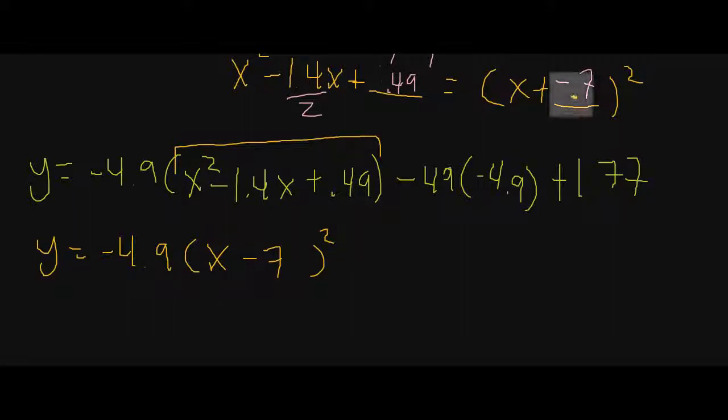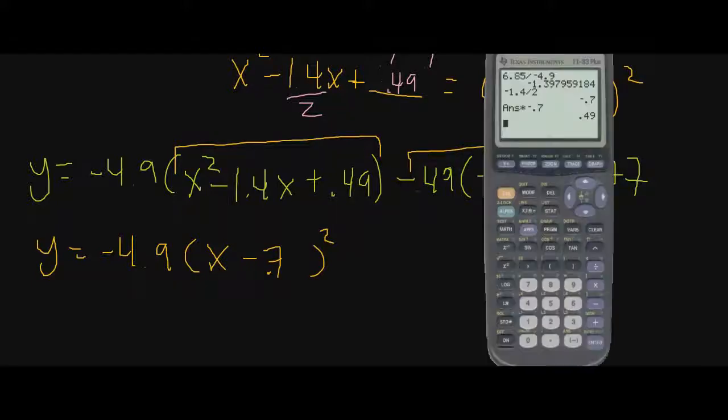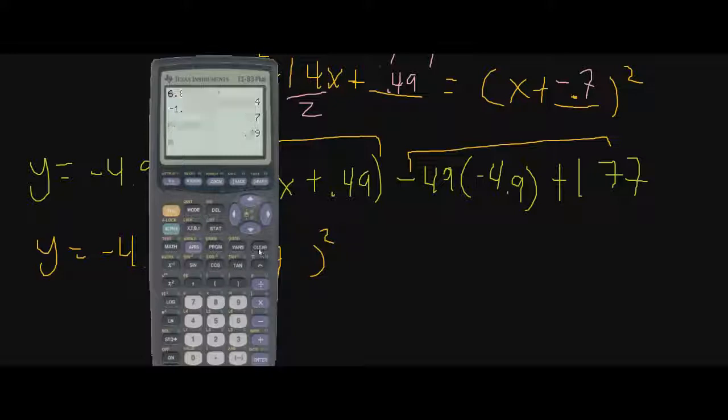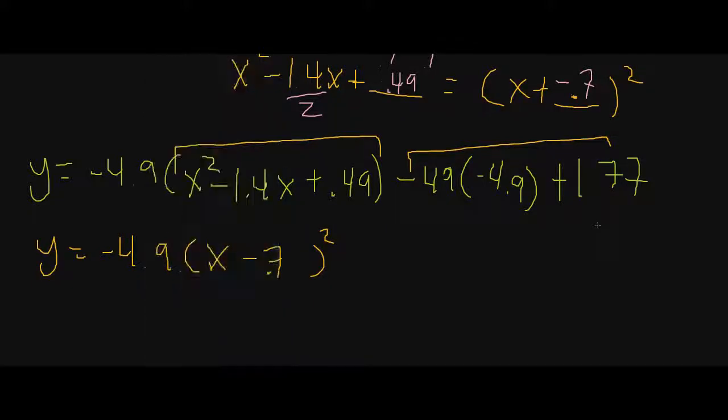Sorry, I apologize, it should be 0.7. All right, and now we just need to simplify this entire thing here, right? So I'll just go ahead and simplify that on my calculator here. So we're going to get negative 0.49 times negative 4.9, and then we're adding the 1.77. And we get 4.171. So plus 4.17. I'll just go ahead and write it like that.